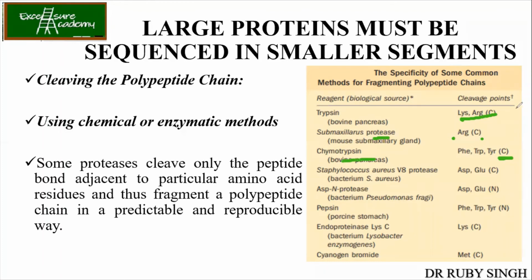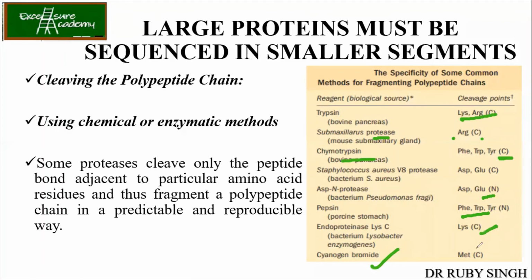So please remember, trypsin cleaves at the C terminal of lysine and arginine. Chymotrypsin cleaves at aromatic amino acids, C terminal. Then the Staphylococcus aureus protease cleaves at the C terminal of aspartic and glutamic acid. Then aspartic N protease cleaves at the N terminal of aspartic and glutamic acid. Pepsin cleaves at the N terminal of aromatic amino acids. Then you have endoproteinase, that is C terminal of lysine, and cyanogen bromide, C terminal of methionine.